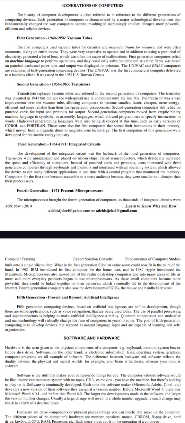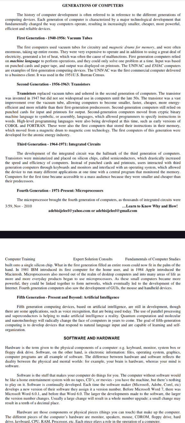Generation of computers. The history of computer development is often referred to in reference to the different generations of computing devices. Each generation of computer is characterized by a major technological development that fundamentally changed the way computers operate, resulting in increasingly smaller, cheaper, more powerful, efficient, and reliable devices.